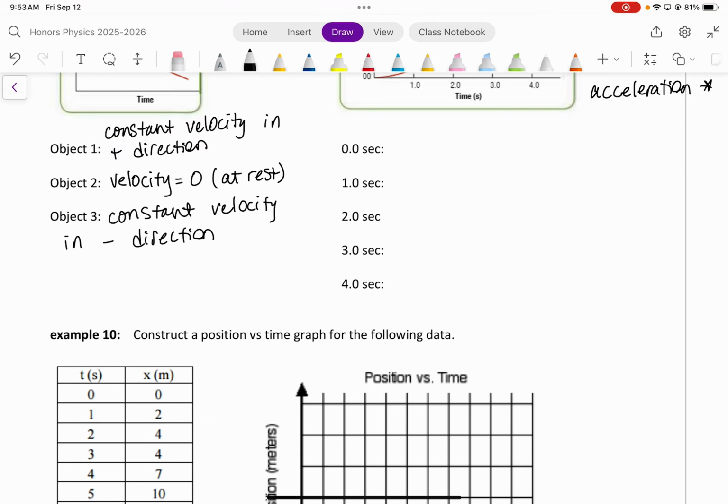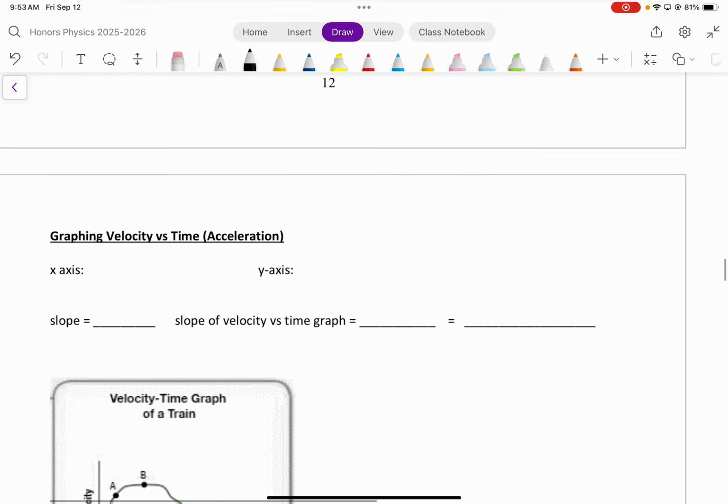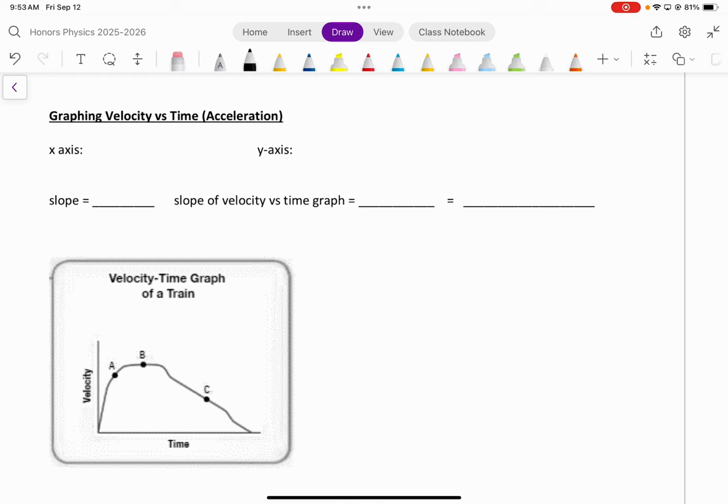Just for the sake of time, we're going to skip this example at the bottom of page 12, and we're going to go on to velocity versus time graphs, which is on the top of page 13, because I do want to look at this, and then we're going to do more with this on Monday. All right. So we've looked at a position versus time graph. The second kind of graph that you're going to see is a velocity versus time graph.